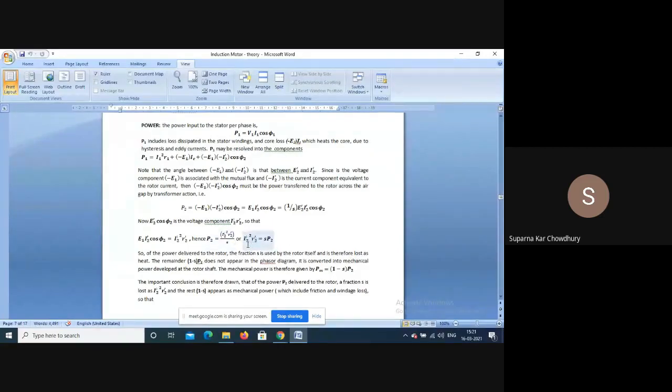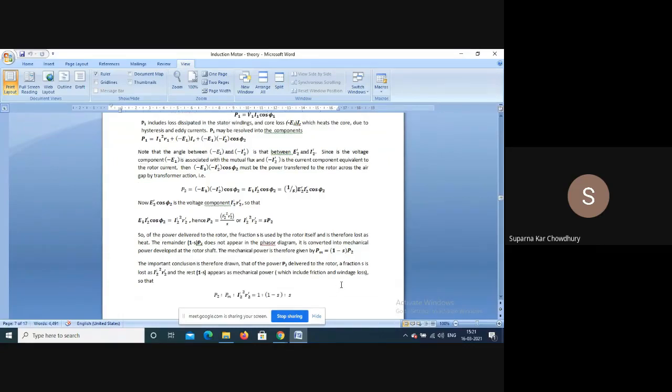So this is nothing but the per phase copper loss in the secondary. So that is equal to S into P2, where P2 is the power input to the secondary. Now if this is the power input to the secondary, that minus the secondary losses, that is I2 dash square R2 dash, should be the mechanical power developed. So the per phase mechanical power developed will be 1 minus S times P2.